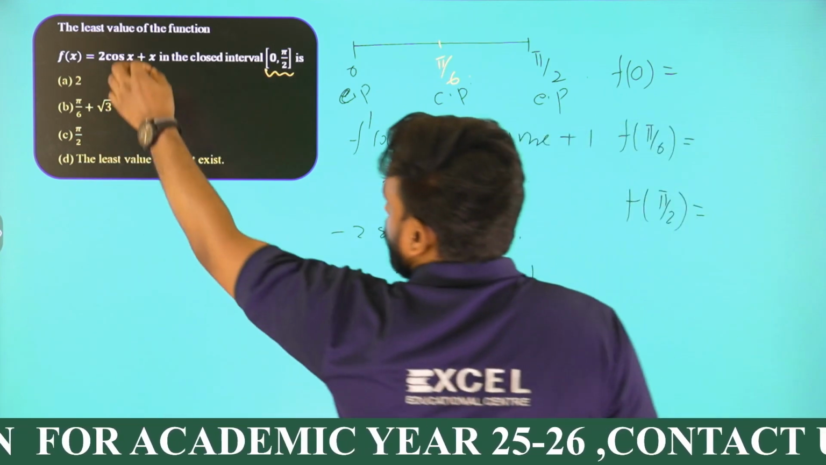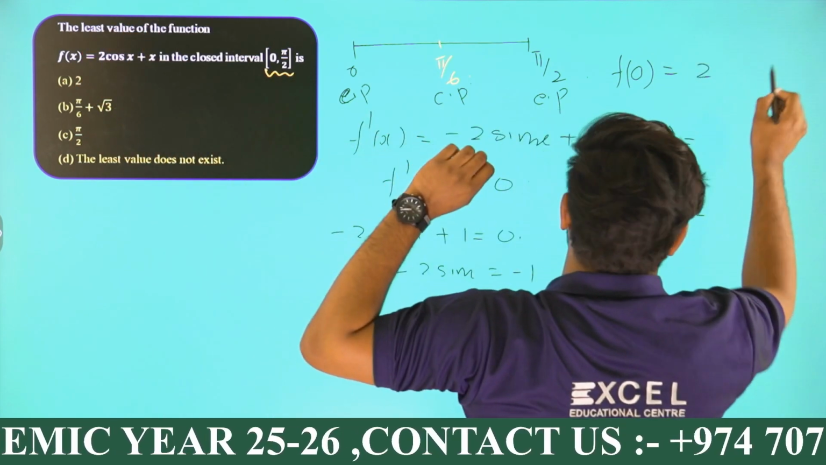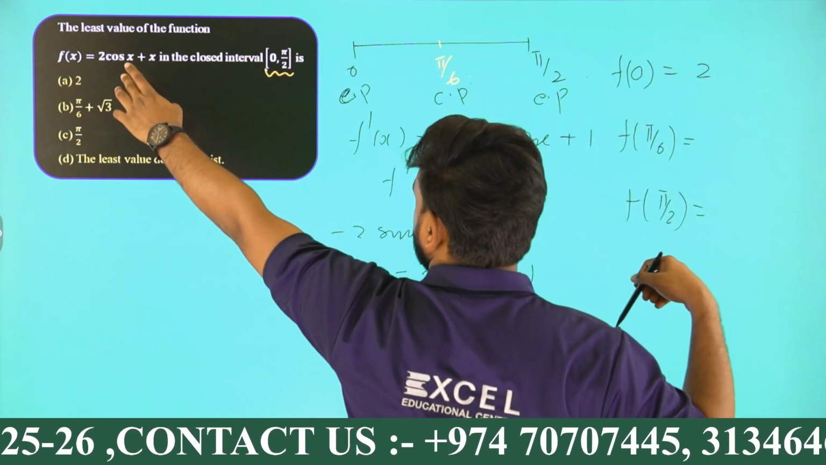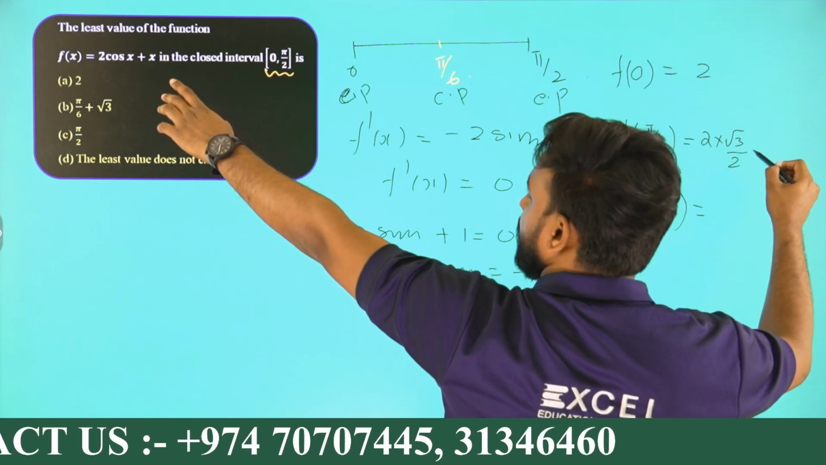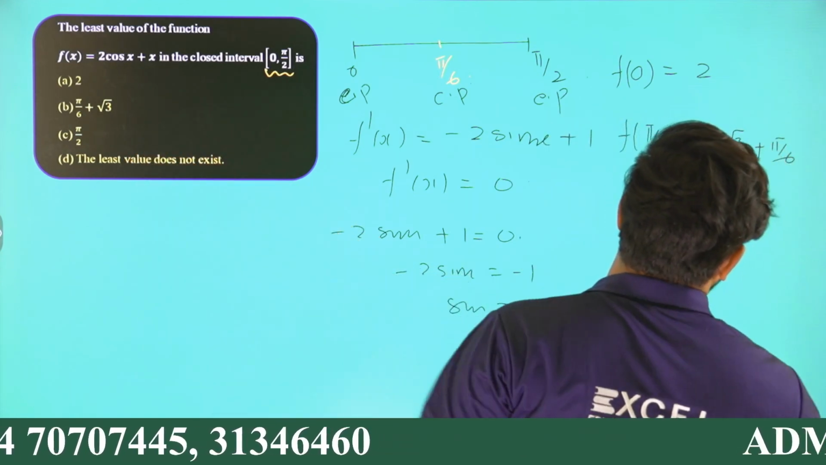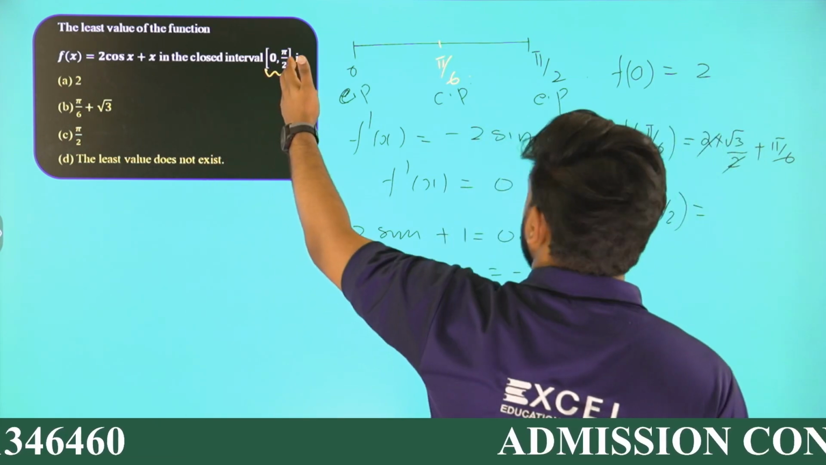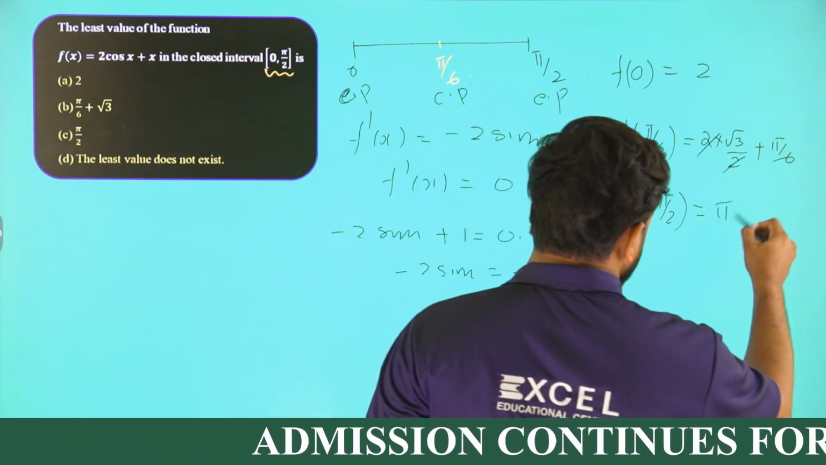F of 0, you will get 1 into 2, 2 plus 0, you will get 2. F of pi by 6, you will get 2 into root 3 by 2, plus pi by 6. You will get root 3 plus pi by 6. Then the last one, you have to put pi by 2. Cos pi by 2 is 0, so you get pi by 2.